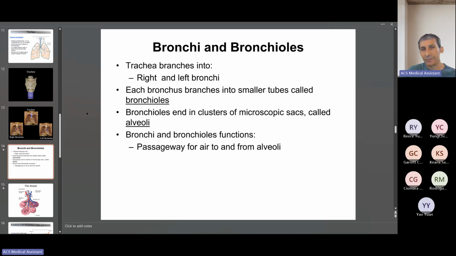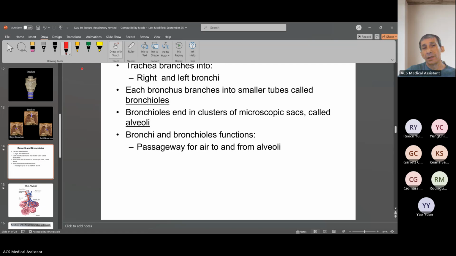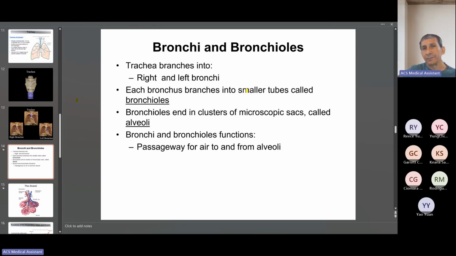Bronchi and bronchioles. These are the structures that we saw before. So the bronchi, remember, plural, bronchioles, plural, bronchiole, singular, bronchus, singular. The trachea branches into right and left bronchi. There are two. Now here it says in singular, each bronchus branches into smaller tubes called bronchioles.